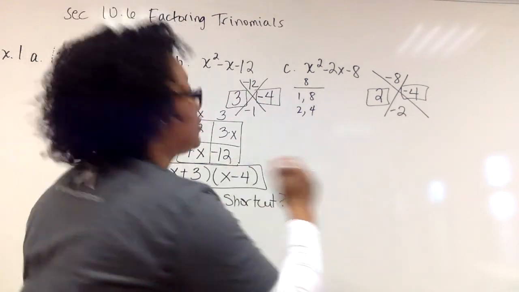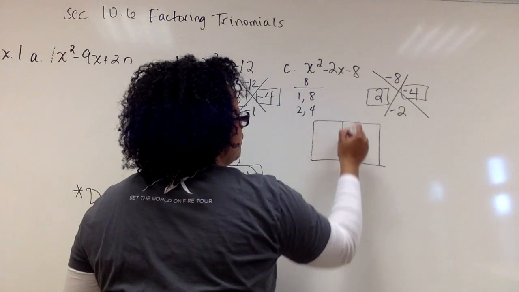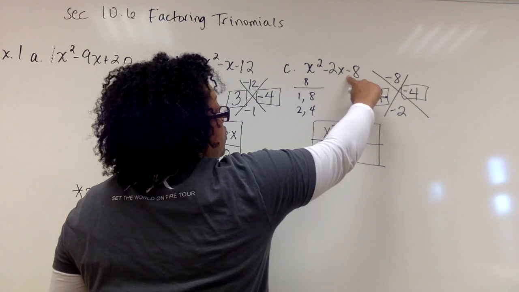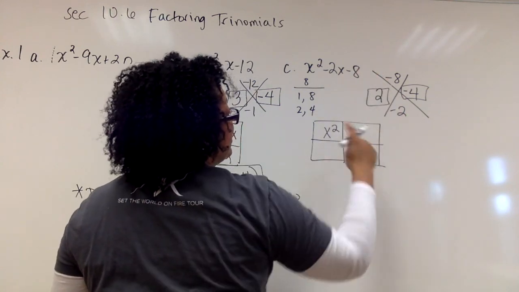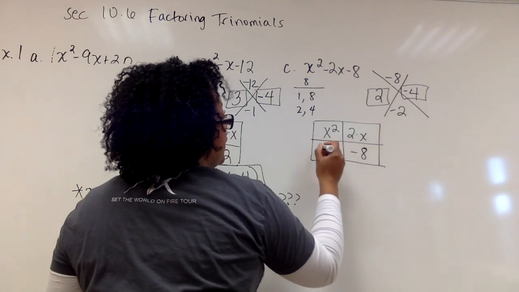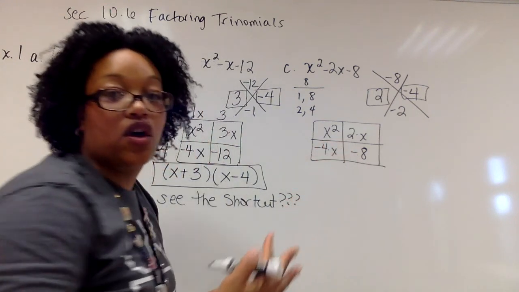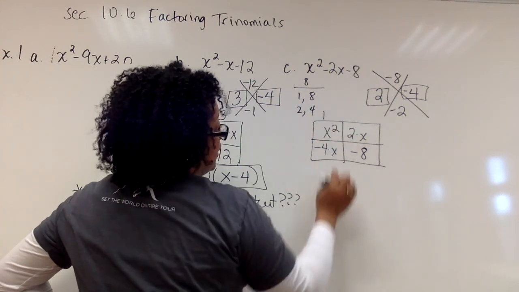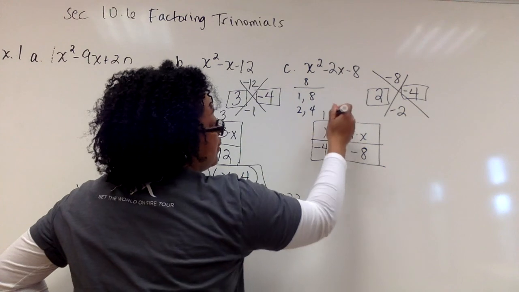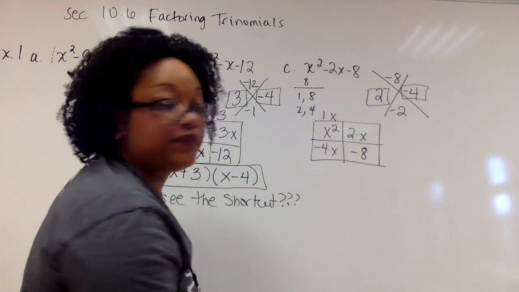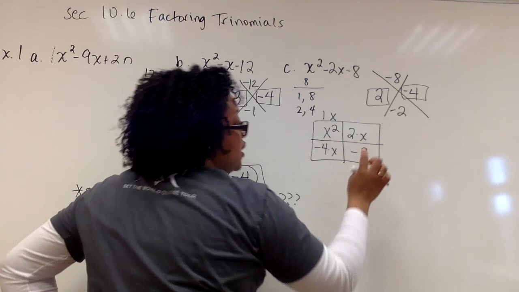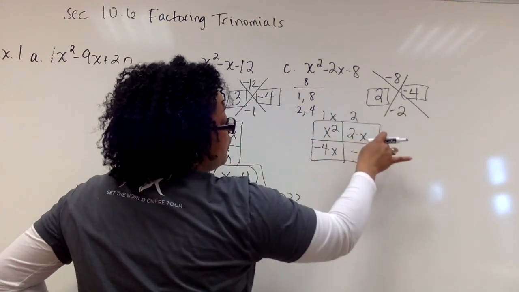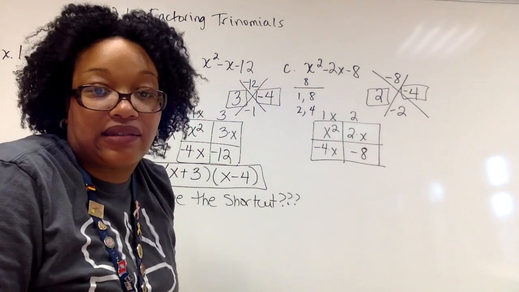Let's do the box. Got my 2 by 2. My first term is x squared. Next corner, -8. My diagonal, 2 times x, -4 times x. Let's get your GCFs. What's the GCF between 1 and 4? Just 1. GCF between x squared and x? Just x. Done. GCF between 2 and 8, the greatest number between the two of them, 2. The GCF between the variables, there isn't one, because the 8 doesn't have an x.